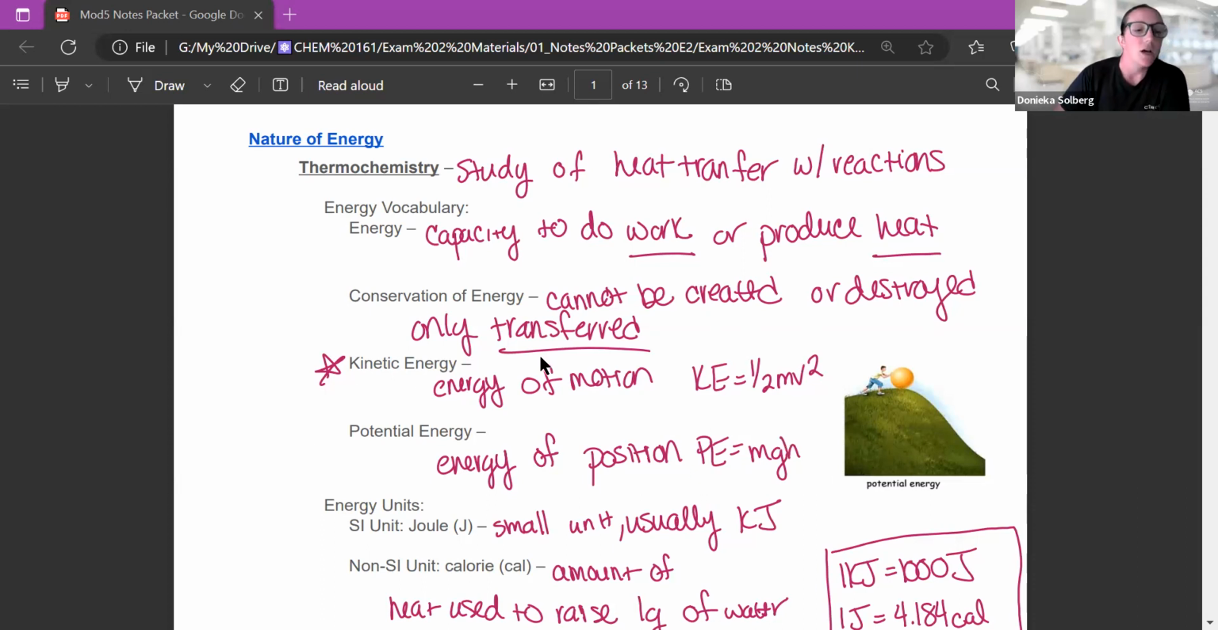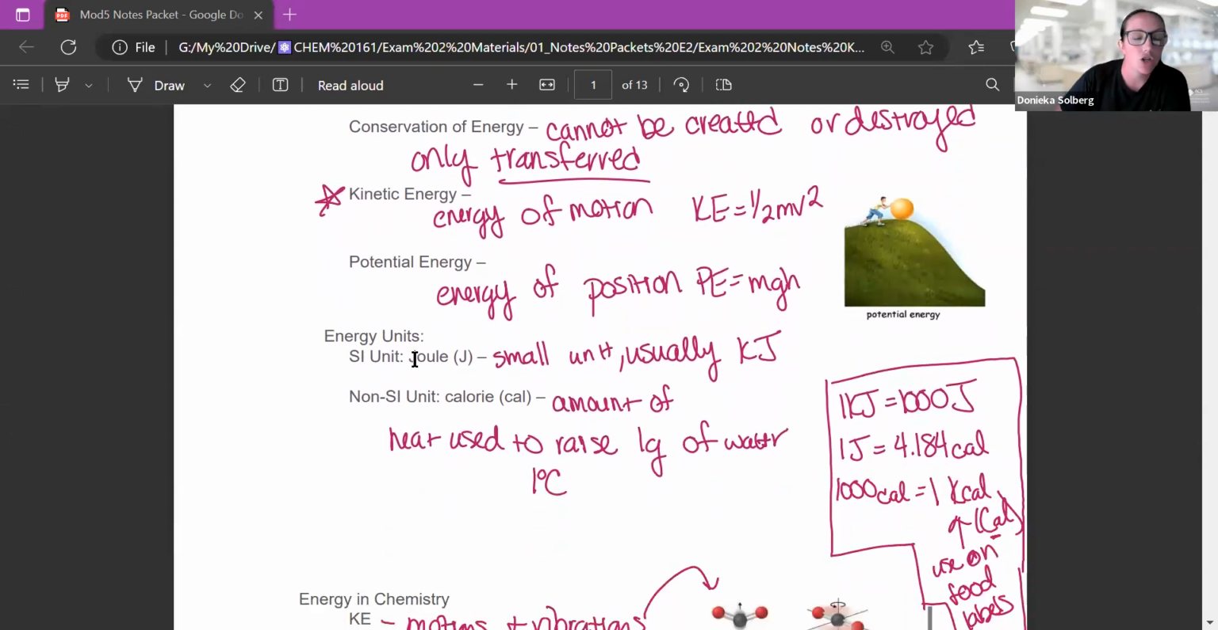All right. So energy in general, the units we will be using are joules. Joule is the SI unit for energy. A joule is actually a very small amount of energy. And so a lot of the times we use kilojoules instead. So joules, kilojoules, there's of course 1,000 joules in a kilojoule because it is on the metric system.